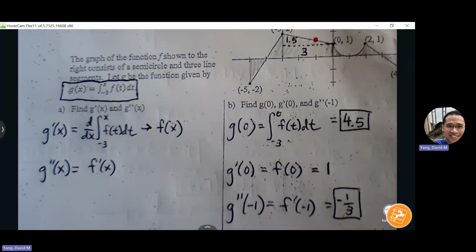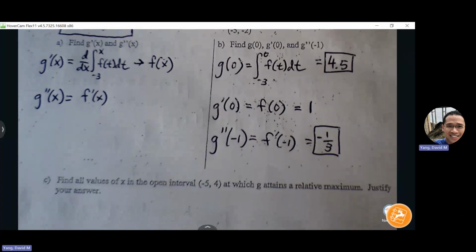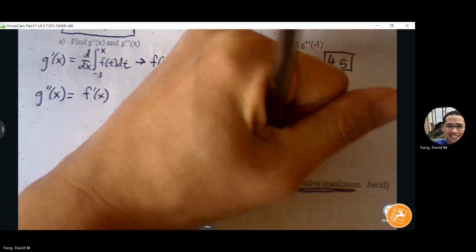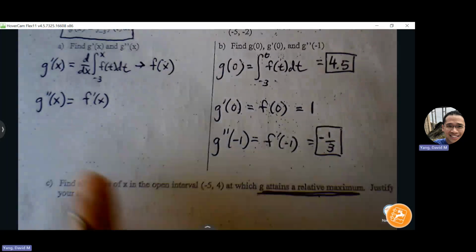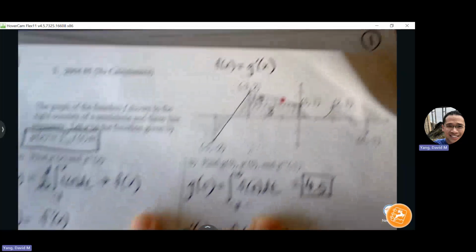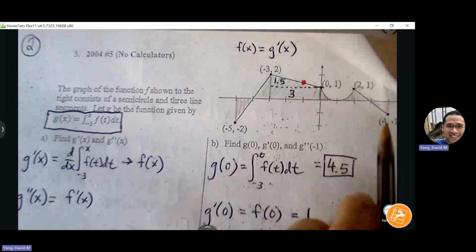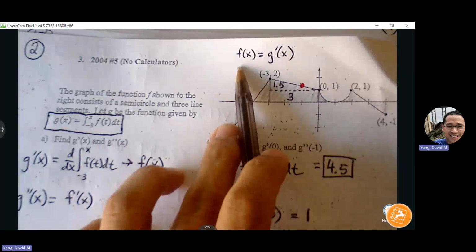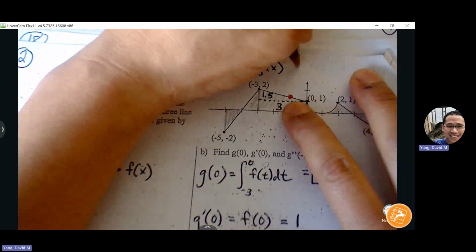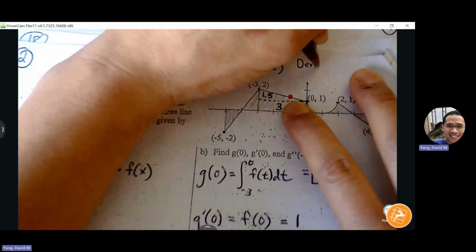Okay, so continuing on, part C. Part C says find all values of x in the open interval -5, 4, in which g attains a relative maximum. So I want us to kind of recap and review some of the things that we learned last semester. So we know that this is the f graph, but we know this is also the g prime graph. Right? So this is the g prime graph. That means this is the derivative graph of g.